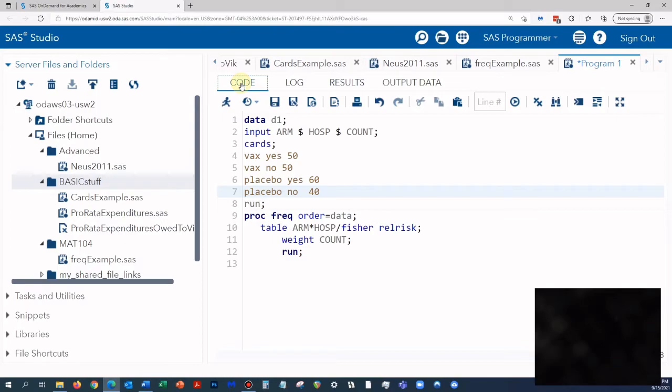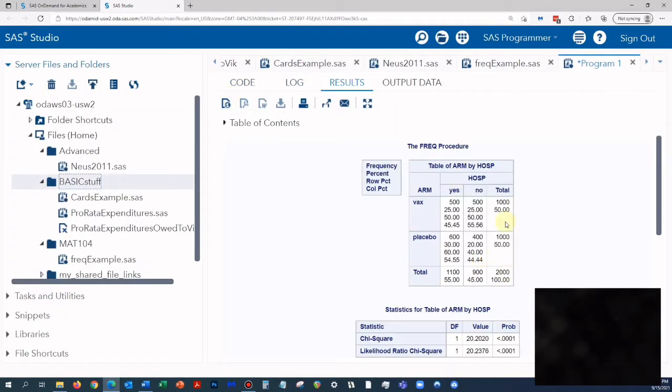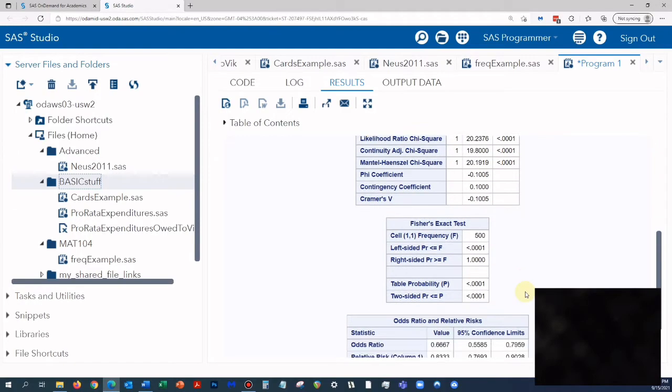Let's go back to the code. Again, let's change these to 500s. Oh, I put the 0 in the wrong place. That would have been an error. Change this to 600. Change this to 400. All right. Now we have 1,000 subjects per arm instead of 100. We're going to run it again. And we already know that the p-value is incredibly small, which means highly significant.